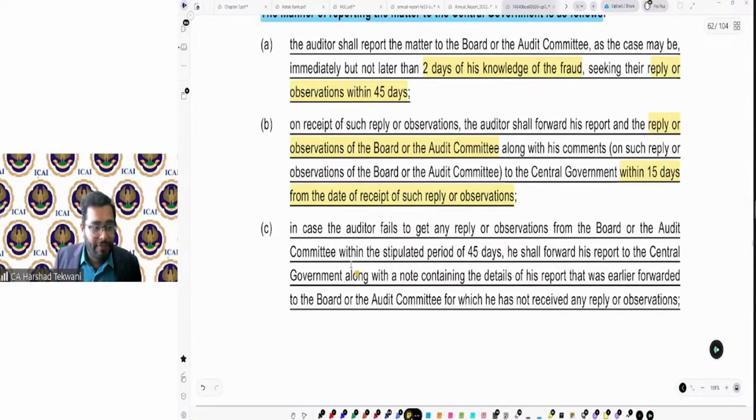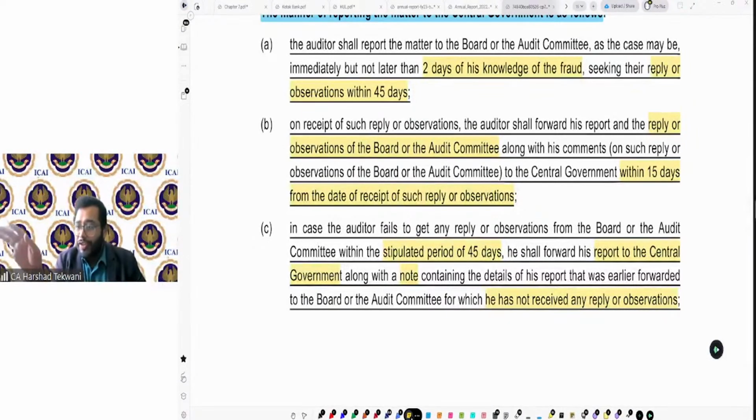After the end of the stipulated 45 days period, I will forward the report to the central government along with a note containing the details of the report that was earlier forwarded to the board, for which he has not received a reply or observation. So I will share with the central government that I have not received any reply after the end of 45 days, and for that also I will get 15 days time.